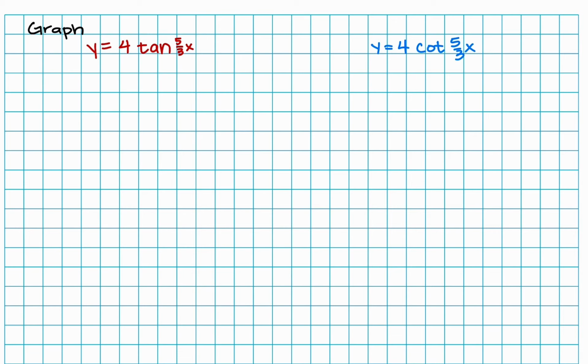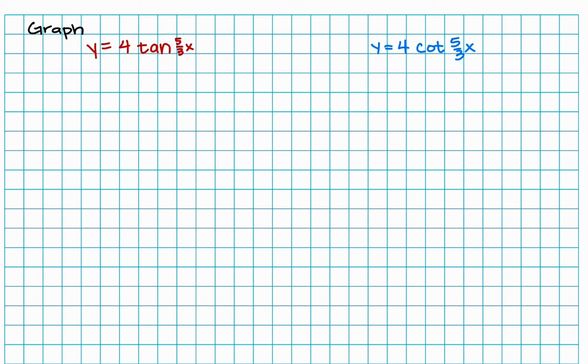So we're going to be graphing some tangent and cotangent functions. I've gone ahead and written two functions, tangent and cotangent. They're almost the same except for the function. They have the same exact vertical stretch with those fours. They also have the same exact horizontal stretch, or shrink in this case, because of the 5/3. So let's get into graphing these.